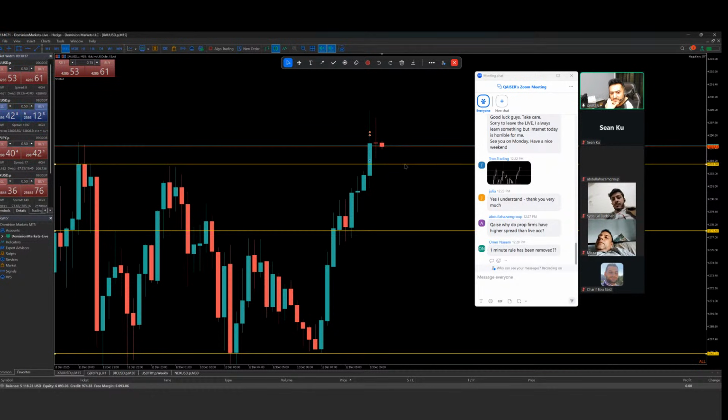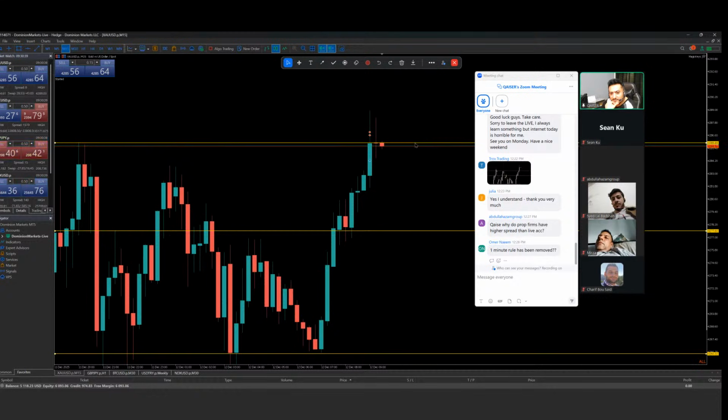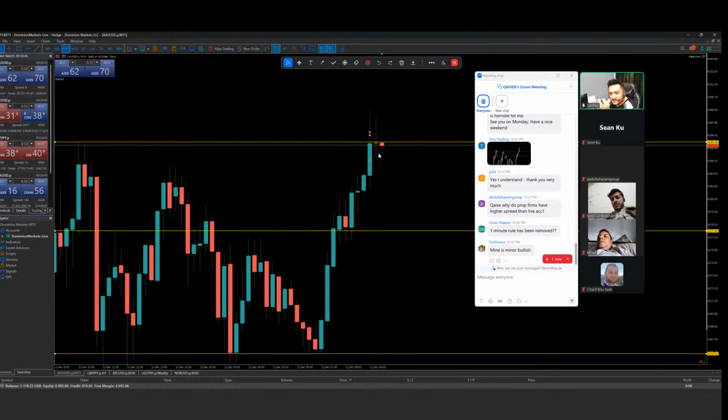But here I'm going to place my resistance, because once a red candle closes beside a green candle, I have my resistance. It doesn't matter what the size of that resistance is. So this is the resistance I have right now.